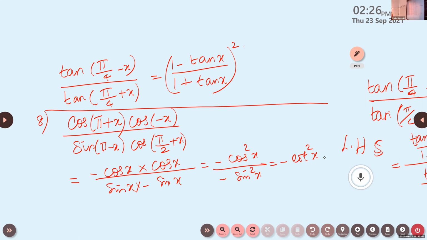It's minus cot square x. Yes? It is plus cot square x, right? Sorry, yes, it is plus cot square x. Both the negatives will join and it will become plus. Yes, it is positive cot square x. Okay? Now look at the next one, ninth one.